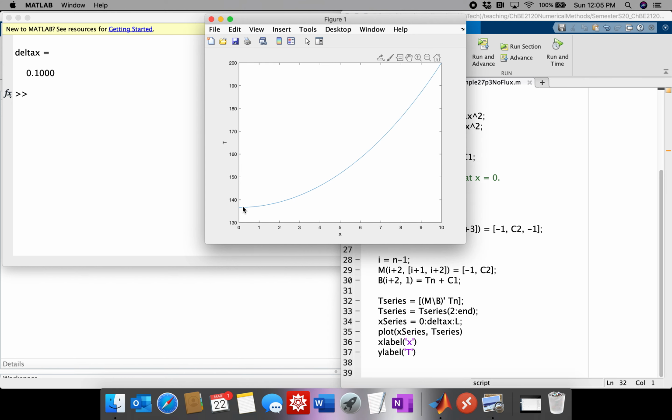All right, that looks much more smooth. So you see how you flatten the temperature profile at x equals 0, which is consistent with the derivative being 0 at x equals 0, and then it still rises up to meet 200 at x equals 10. So I think we succeeded.